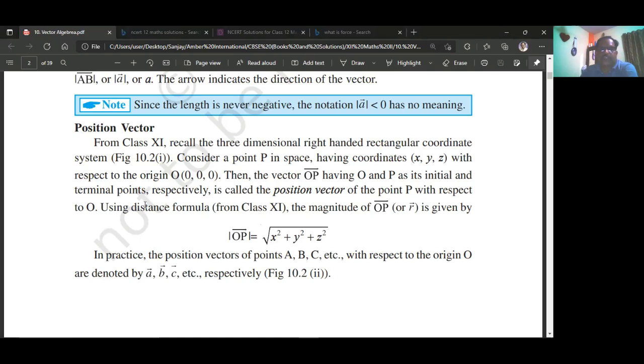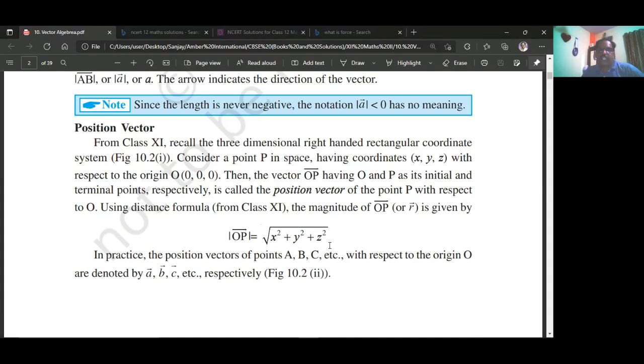We have already learned the distance formula in three-dimensional space. The magnitude of vector OP bar will be given by finding its magnitude. The distance between two points x1, y1, z1 and x2, y2, z2 in 3D space is given by the root of (x1 minus x2) the whole square plus (y1 minus y2) the whole square plus (z1 minus z2) the whole square.